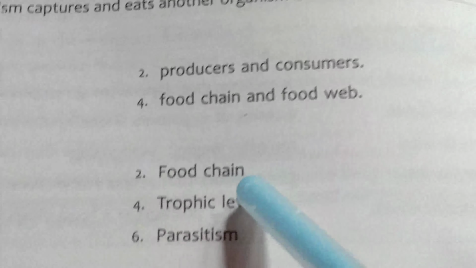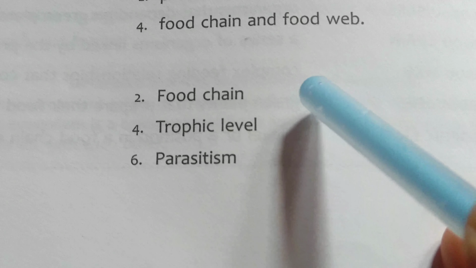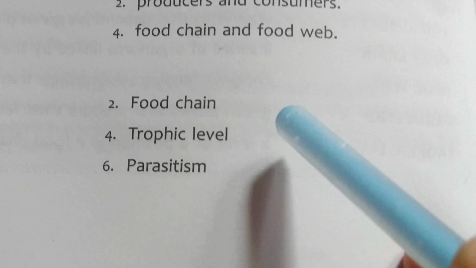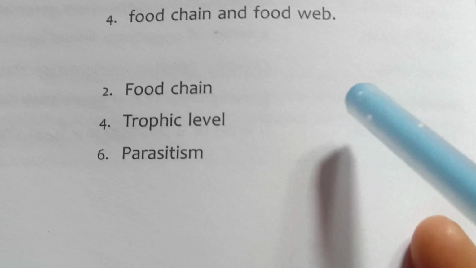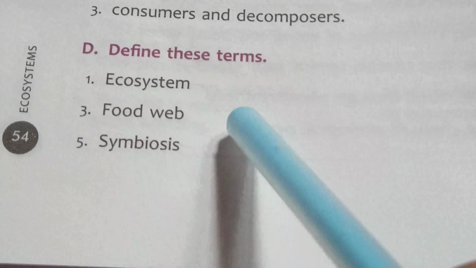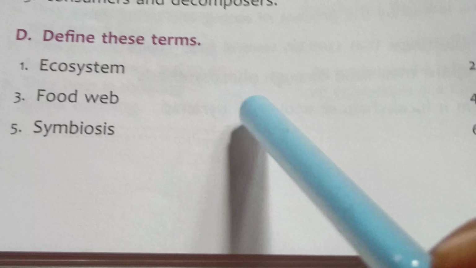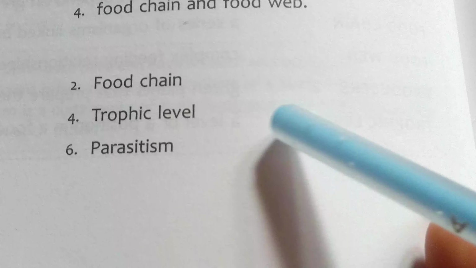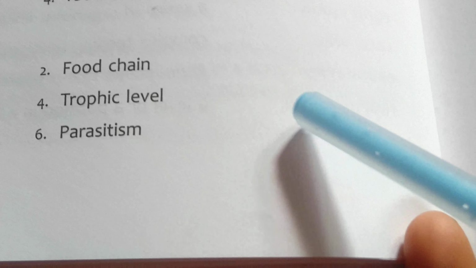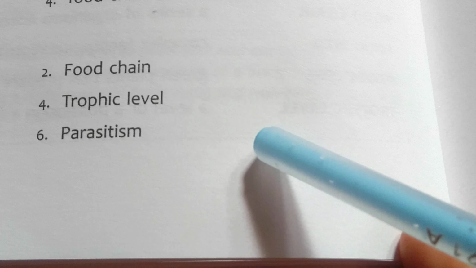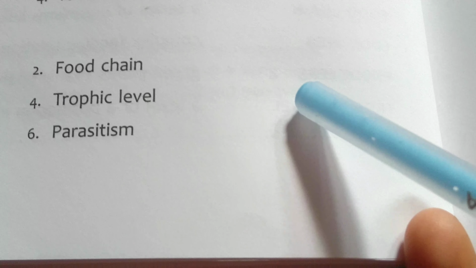Next, food chain. What is food chain? Food chain is basically a series of organisms that interact with each other through a process of eating and being eaten. Next, what is food web? It is a network-like formation where many food chains are fused together. Trophic level. Trophic level is the various stages of the food web where the energy is stored and transferred from one level to another level. Next, symbiosis.